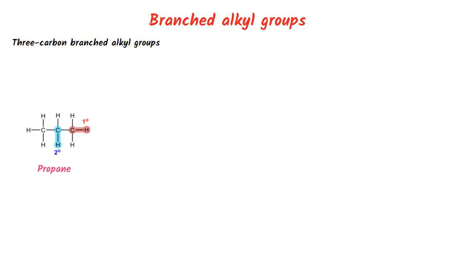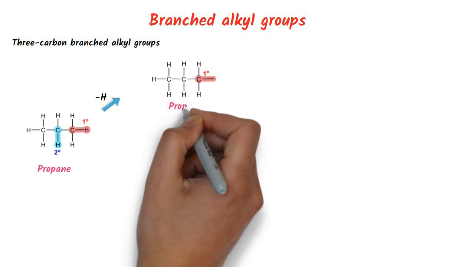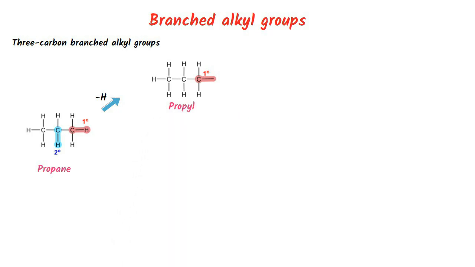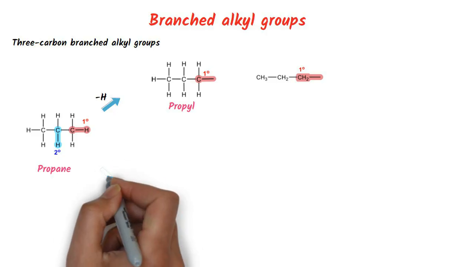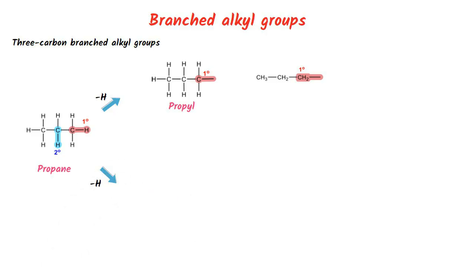If we remove the primary hydrogen and attach this group as a branch, through this bond to the parent chain, we call this a propyl group. It can be simply written like this. If we remove the secondary hydrogen and then attach this group as a branch through this bond to the parent chain, we call this an isopropyl group. It can be simply shown like this.